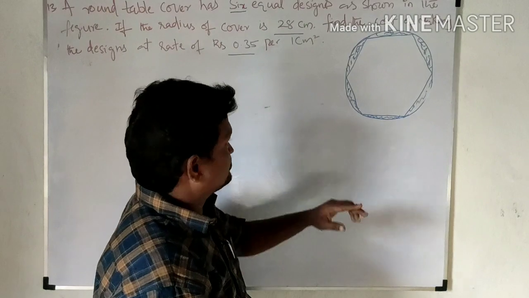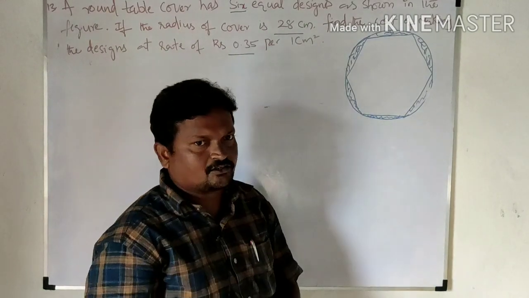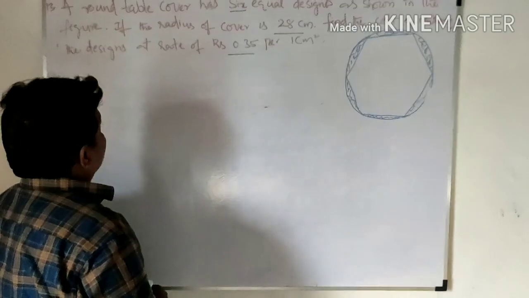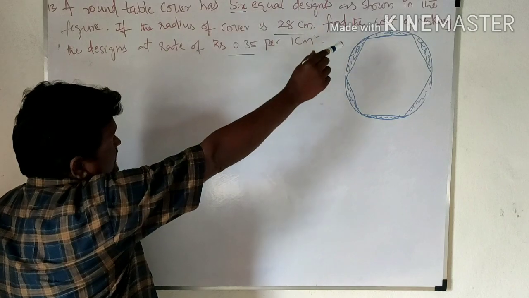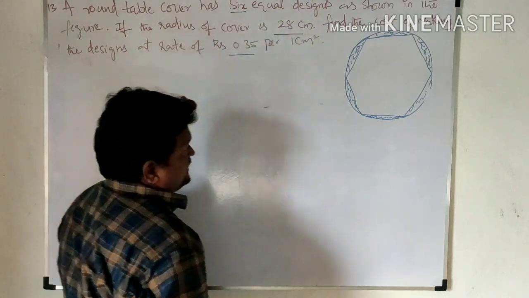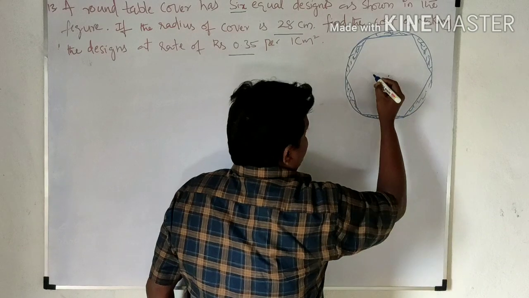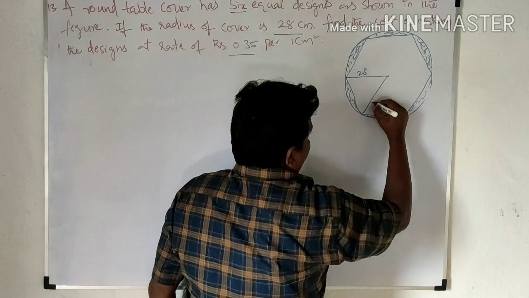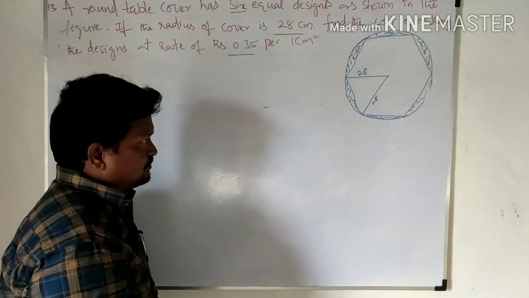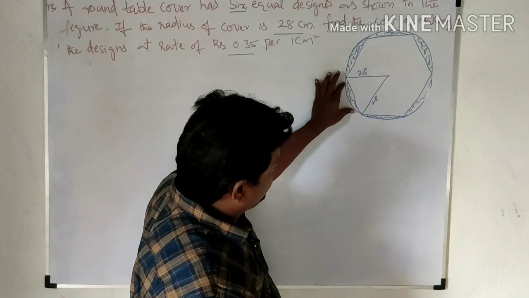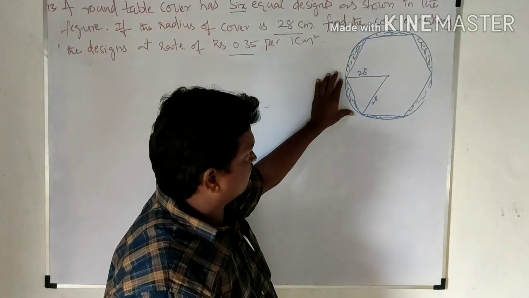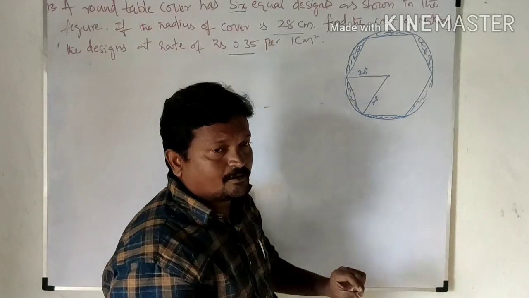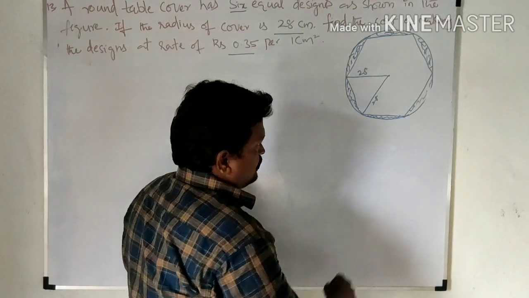The cost is given at the rate of 0.35 per square centimeter, and it is also given that the radius of the circle is 28 centimeters. Let this be the center, then this will be the radius, 28 centimeters. Observing carefully, this design part is the minor segment.